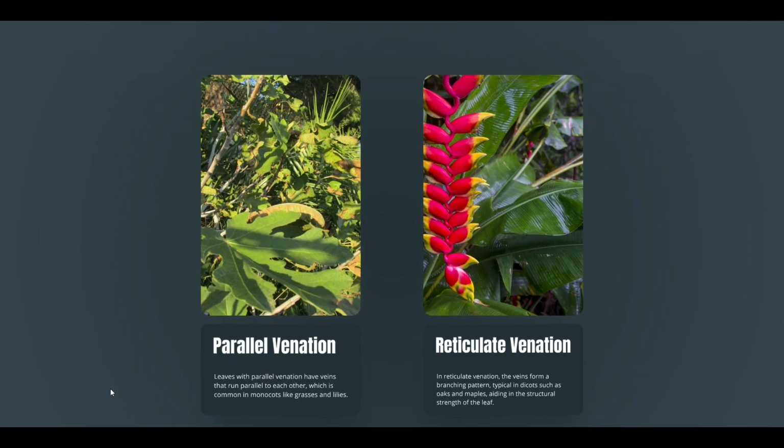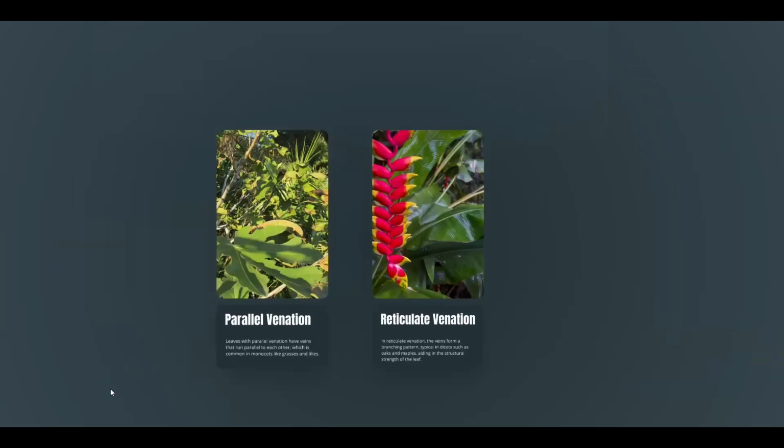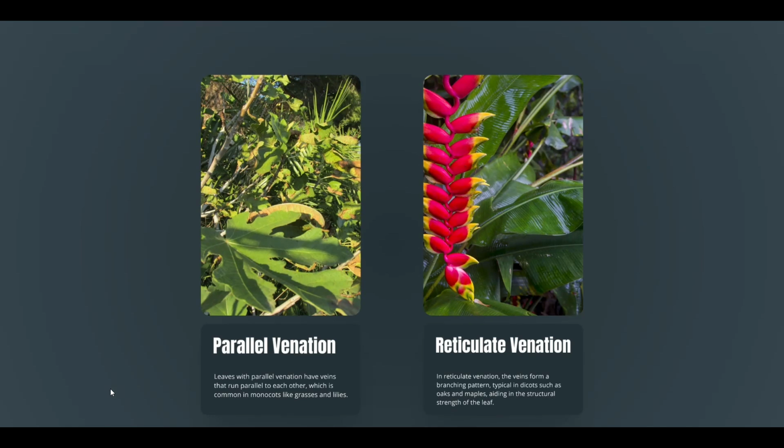So there are parallel venation and reticulate venation. Leaves with parallel venation have veins that run parallel to each other, which is common in monocots like grasses and lilies. While in reticulate venation, the veins form a branching pattern, typical in dicots such as oaks and maples, aiding in the structural strength of the leaf.